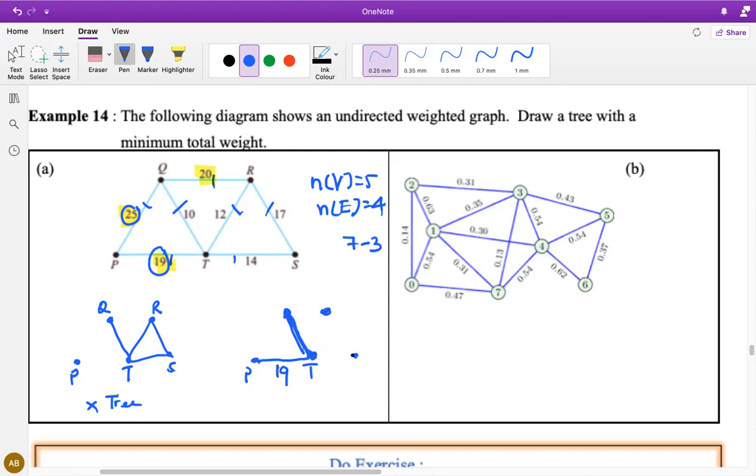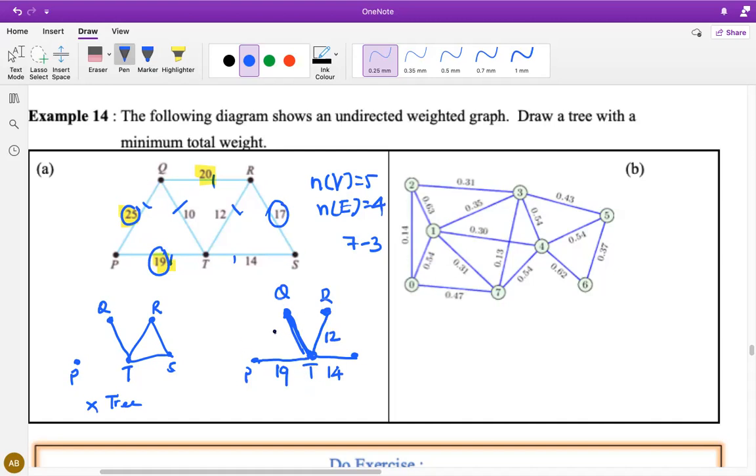Okay, and then now we have to decide. T to S, of course, there is only one route. There's 14. Then therefore R and S and R and T. So we have to decide one of the edges, right? So that means you look at it, 12 and 17. Of course, we throw the 17 away. So we choose the minimum weight. Okay, so therefore our tree will be looking like this, right?